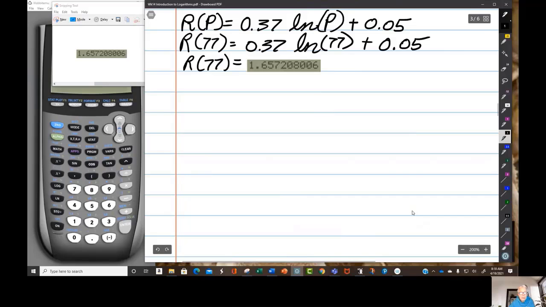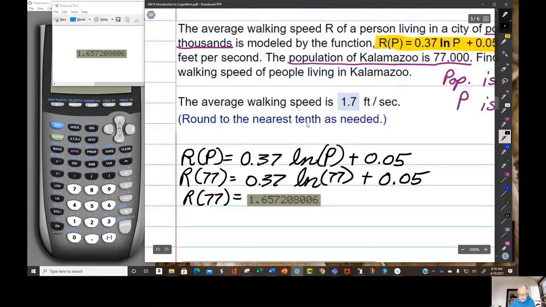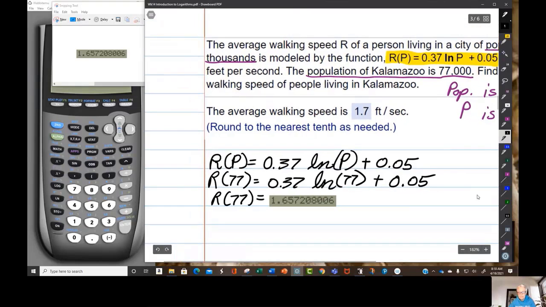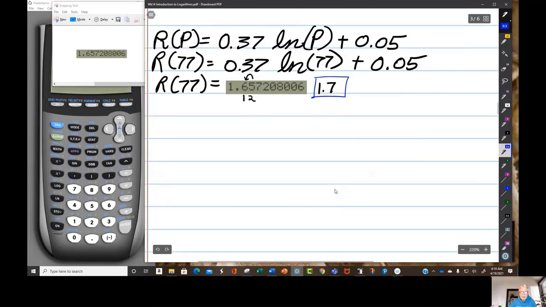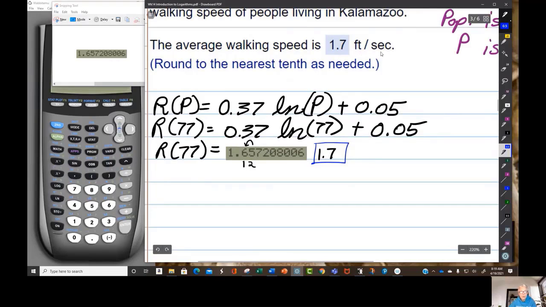All right, now we have to look and see, okay, what do we round to? Round to the nearest tenth as needed. Tenth is one decimal place. Here's one decimal place. That's 1.6. The second decimal place is 5, which will round the 6 up to a 7. So our answer is going to be 1.7 feet per second. You just put 1.7 in the answer box and notice that feet per second is already written for you.